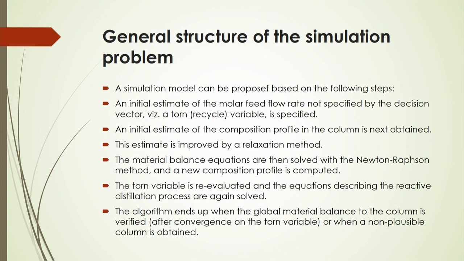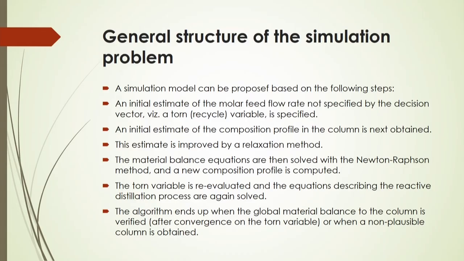Now, for the general structure of the simulation problem, a simulation model can be proposed based on the following steps. An initial estimate of the molar feed flow rate not specified by the decision vector, like a torn recycle variable, is specified. An initial estimate of the composition profile in the column is obtained next, and this estimate can be improved by a relaxation method. The material balance equations are then solved with the Newton-Raphson method, and a new composition profile is calculated. The torn variables are reevaluated, and the equations describing the reactive distillation process are again solved. The algorithm ends when the global material balance of the column is verified after convergence on the torn variable, or when a non-plausible column is obtained.